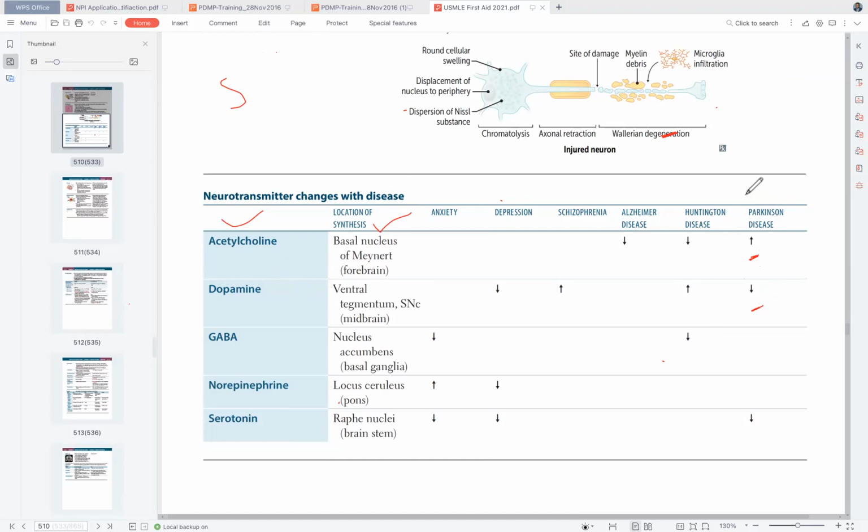So Parkinson disease, they define it as an imbalance between acetylcholine and dopamine. That's the imbalance, in the sense that dopamine is supposed to act on D1 receptors to initiate movement. But acetylcholine should modulate, they should be in a balance. Acetylcholine should be able to modulate that same movement.